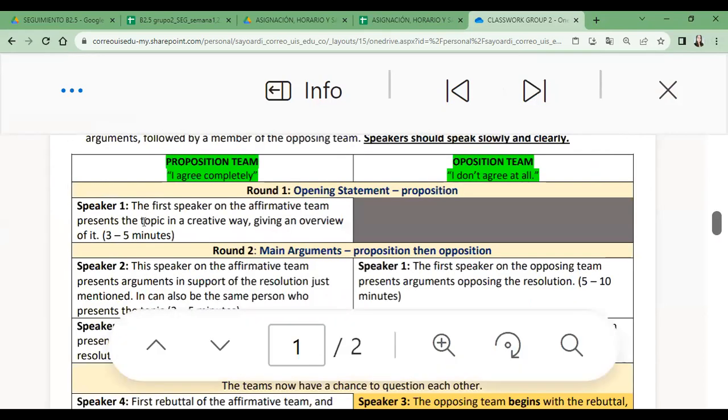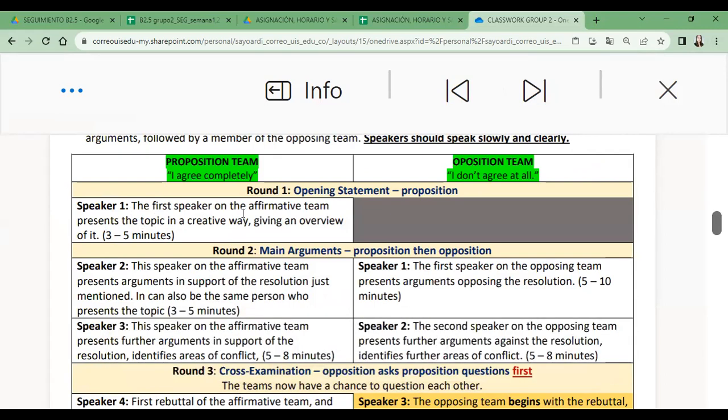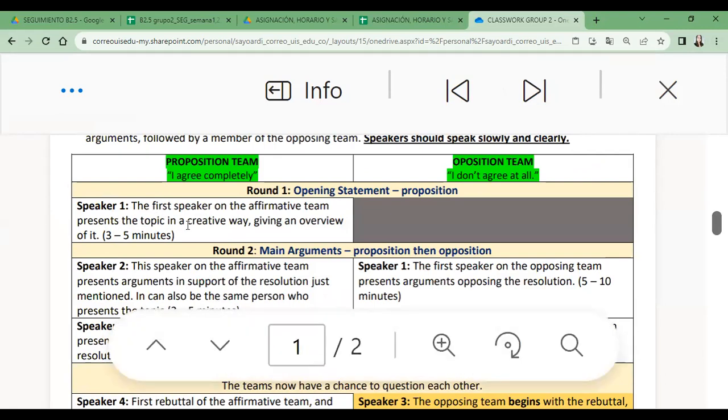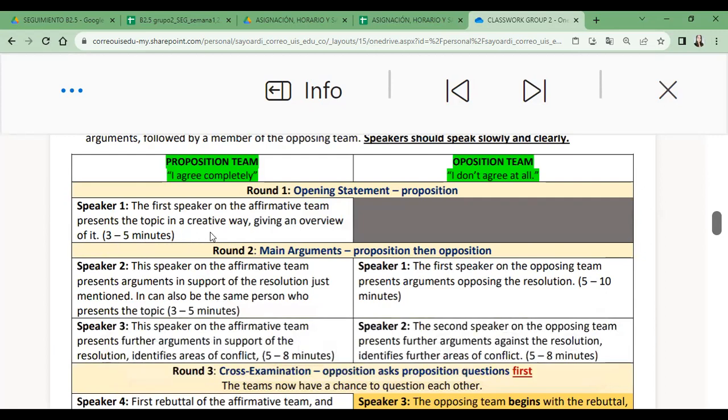And here we have specifically what you have to do. Speaker one, the first speaker on the affirmative team, presents the topic in a creative way, giving an overview of it. Very simple. I wrote this time sample because in the exam next week, it will be important. But for today, it is okay because we have this time of the class for training. So what I just want you to do is to start working on it, yeah?